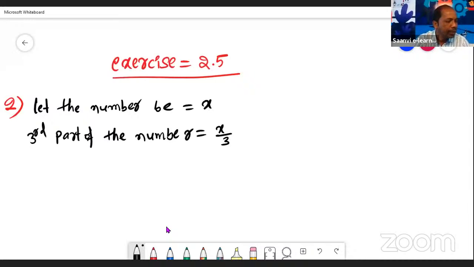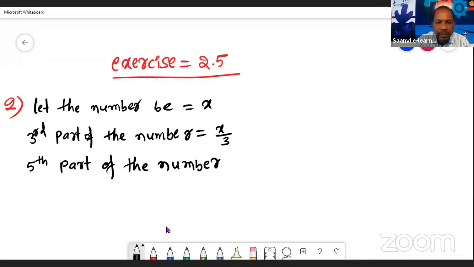And again, what is given? Fifth part of the number. Fifth part of the number means x by 5. Third part means x by 3. Fifth part means x by 5.